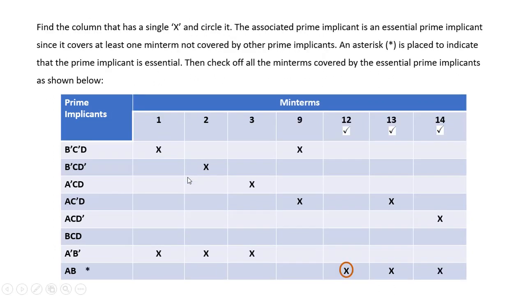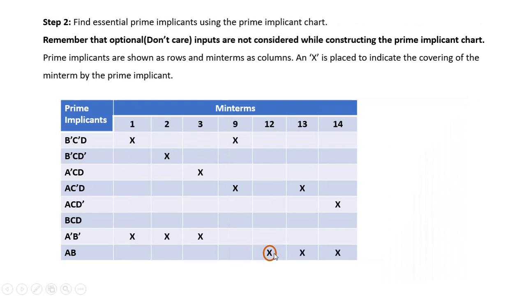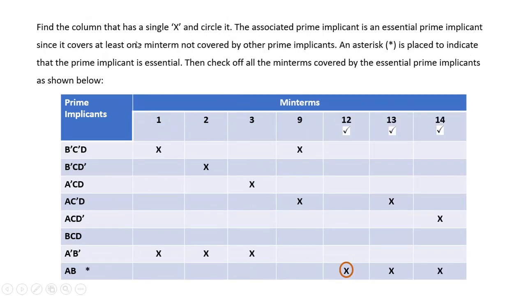Now what we have to do next is find the column that has a single X and circle it. As we can see, we have to check for the column which has a single X. It has 2X, 2X, 2X, 2X. This column only has 1X. So if we check the column that has a single X and circle it, then the associated prime implicant is an essential prime implicant, as it covers at least one minterm not covered by the other prime implicants.